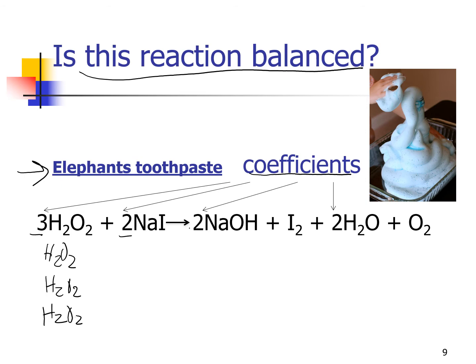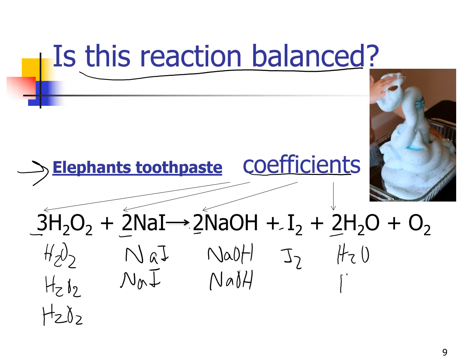The 2 indicates that we have 2 sodium iodides. And then here we have 2 sodium hydroxides. There's nothing written in front of I2, so that just implies we have 1 iodine molecule. We have 2 water molecules. And nothing is written in front of the oxygen, so again, that implies we have 1 oxygen molecule. So we want to check to see if this reaction is balanced.